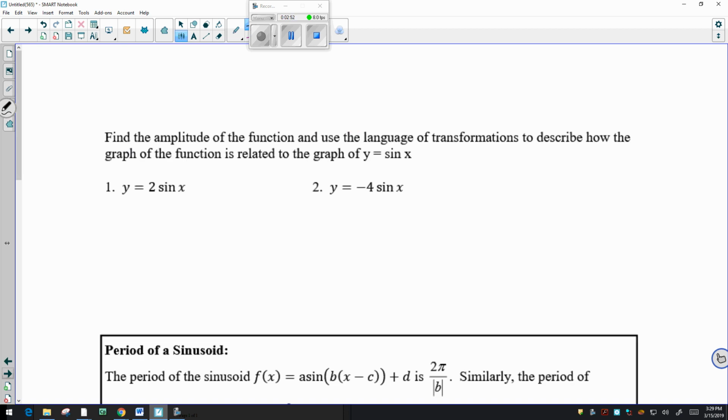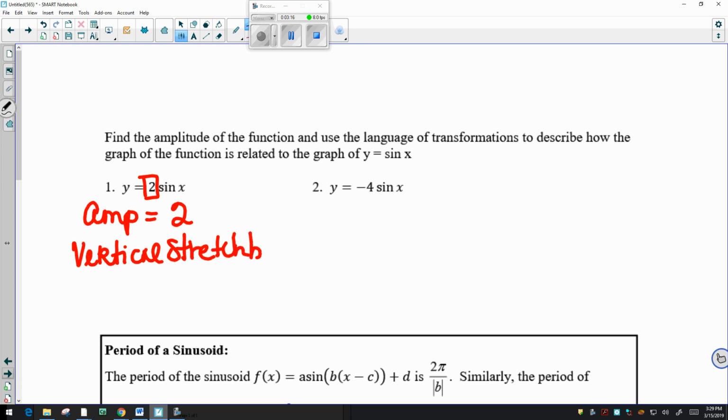So if we were to take a look and find the amplitude of each of these functions, and then think about it in terms of transformation. So this first one, again, I'm looking for that a value. I can see the amplitude of this function is going to equal 2. Now, as far as transformations go, we would say that is a vertical stretch by 2.